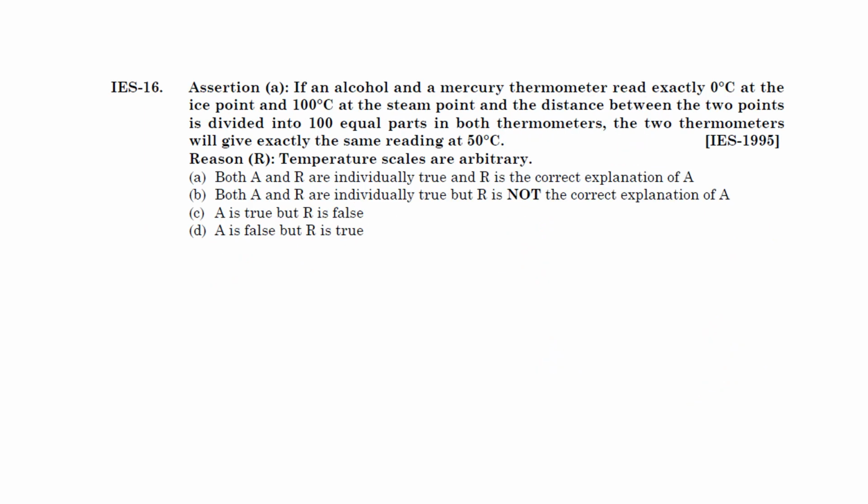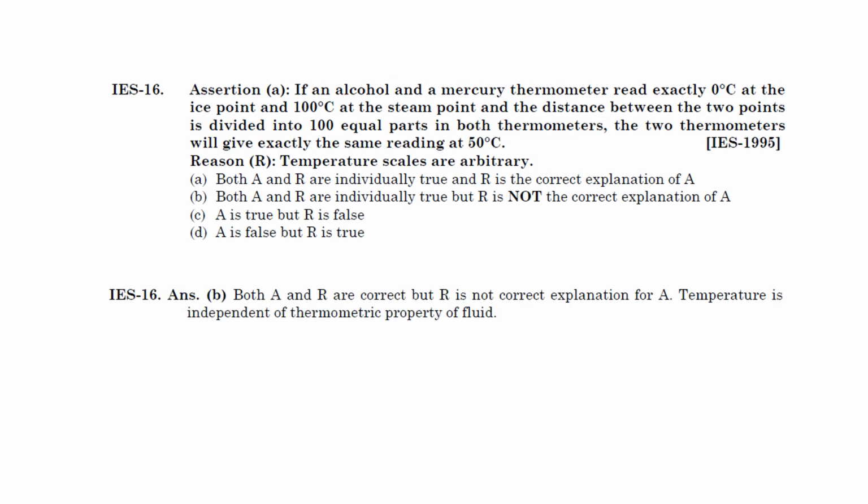Next question. In an alcohol and a mercury thermometer, both read exactly 0 degree centigrade at the ice point and 100 degrees centigrade at the steam point, and the distance between the two points is divided into 100 equal parts in both thermometers. The two thermometers give exactly the same reading at 50 degrees centigrade, because temperature scales are arbitrary. Individually both are correct, but the reason is not the correct explanation of A. So the answer is B.